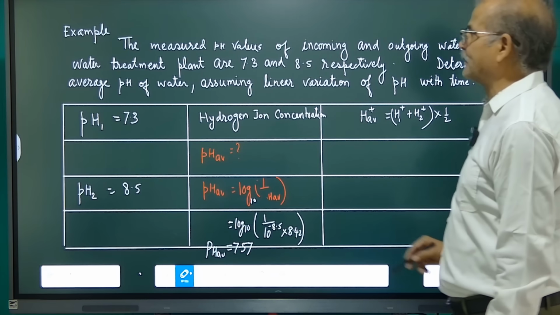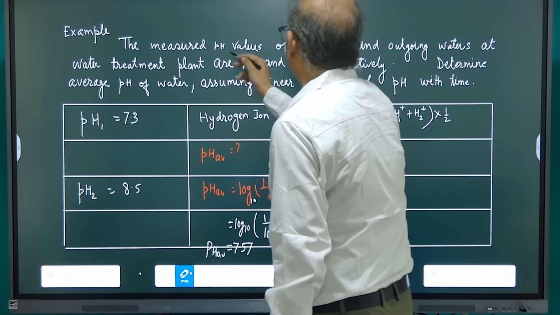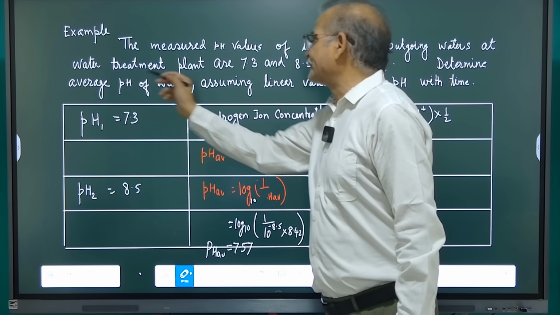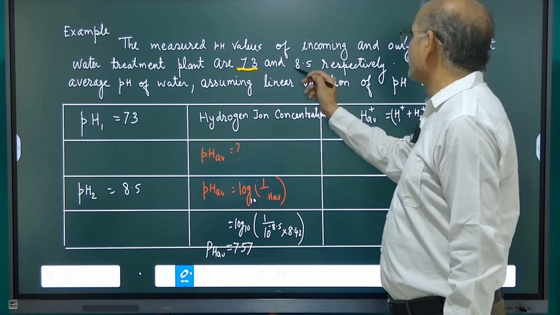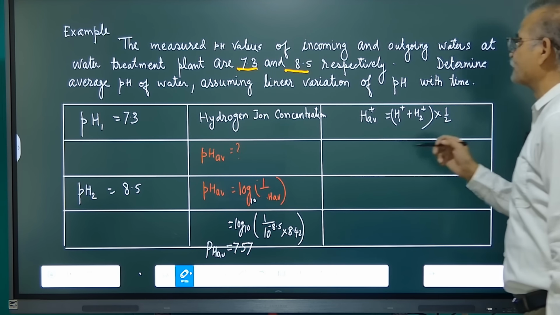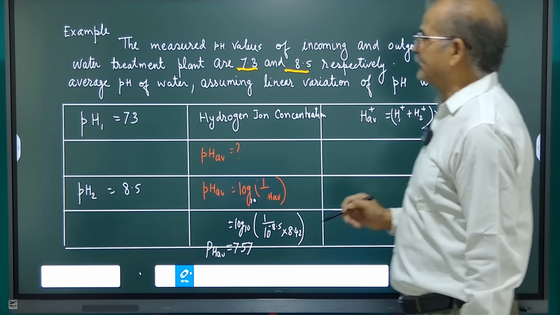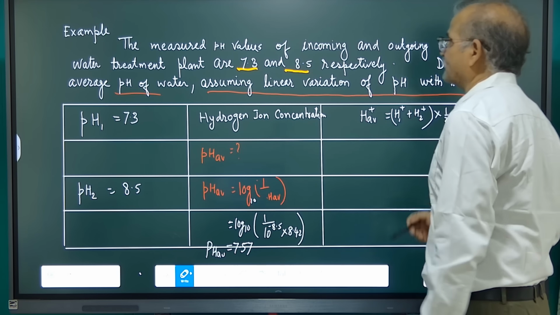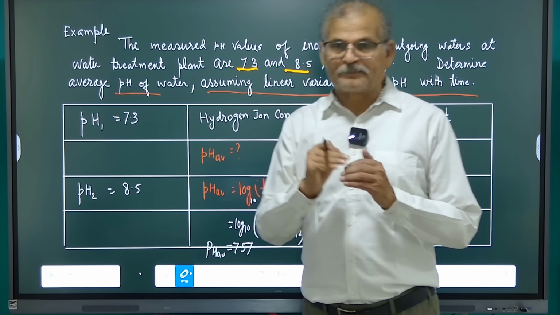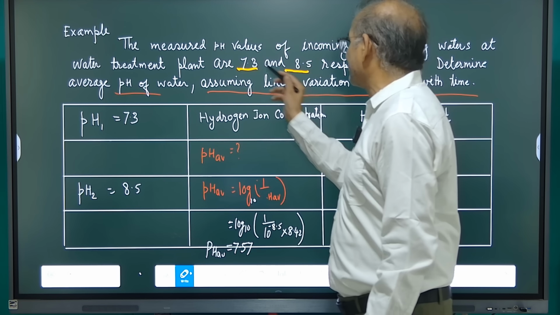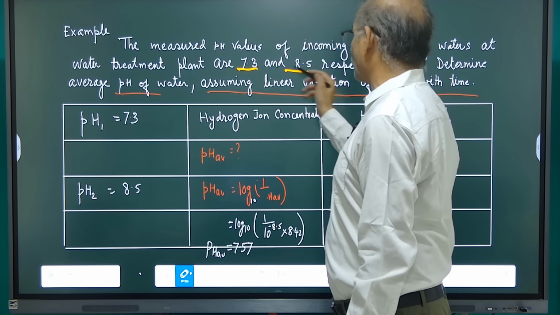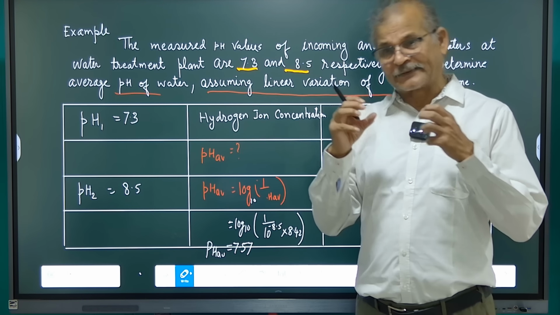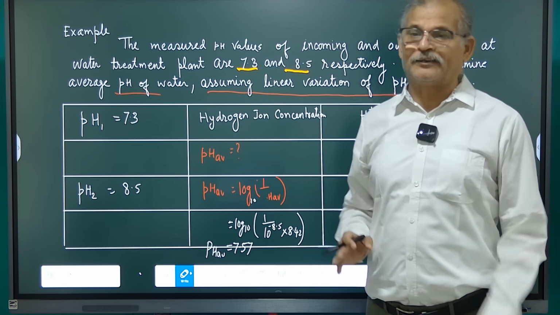We can solve one example. The measured pH values of incoming and outgoing waters at a water treatment plant are 7.3 and 8.5 respectively. Determine the average pH of water assuming linear variation of pH with time. We know that from one pH to another pH is 10 times, so we cannot just add 7.3 plus 8.5 and divide by 2 to get the average. The average concentration of ions will give the average pH value of the water.